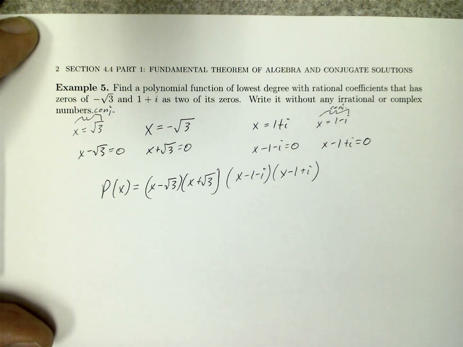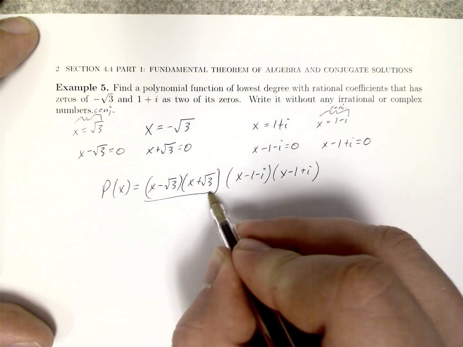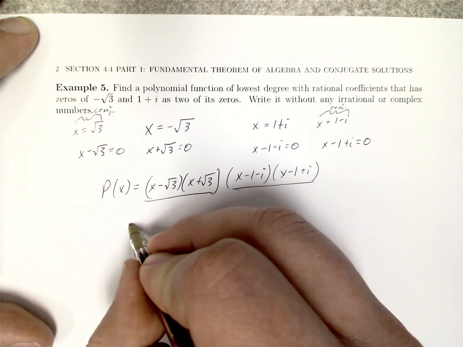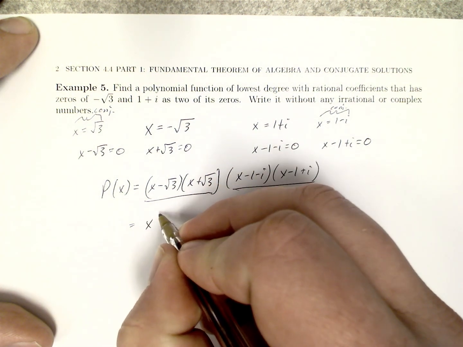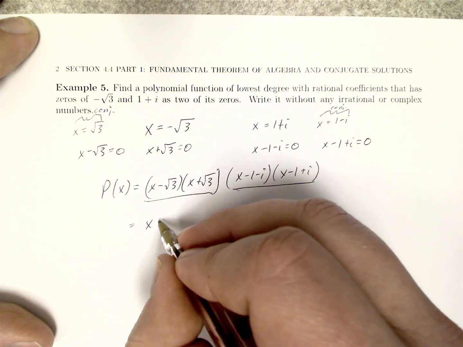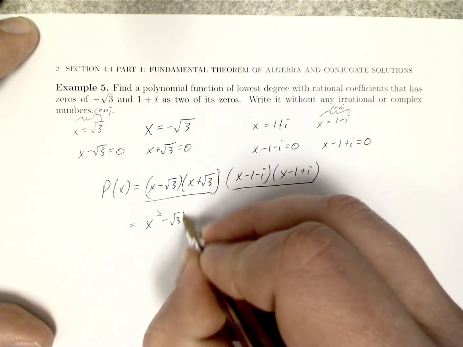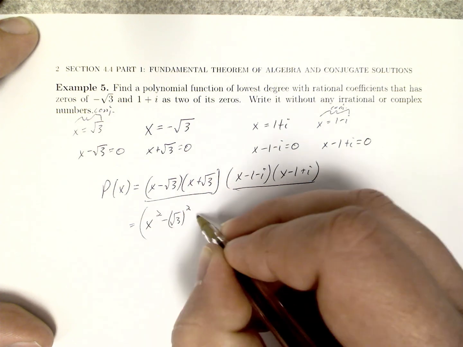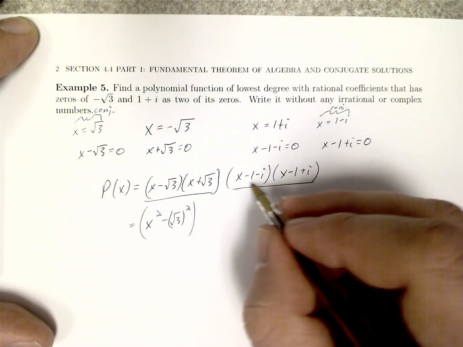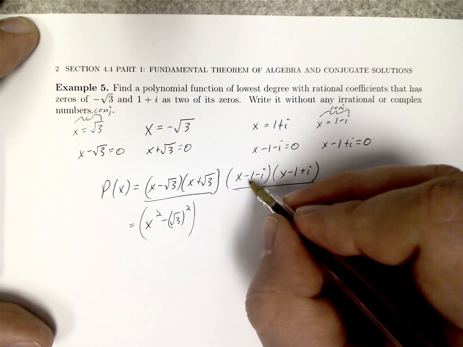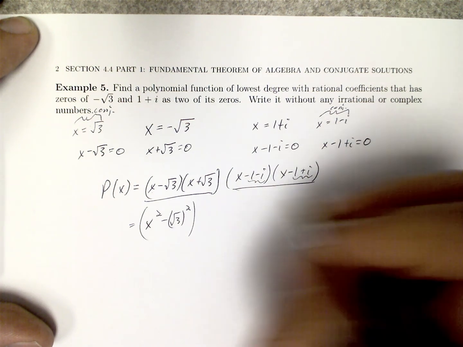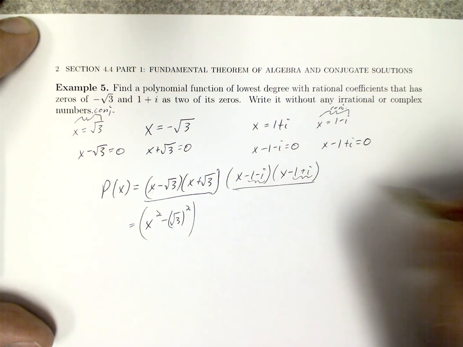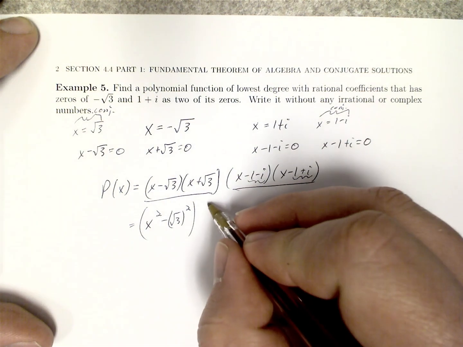All right. So how do we handle this? Well, we're going to multiply this together and this together. This is very clearly a difference of squares. So we can just write that x squared minus the root of 3 squared. But this is a little bit different. What we're going to do is treat this as one number, and this is another. So it's like we're multiplying two binomials.